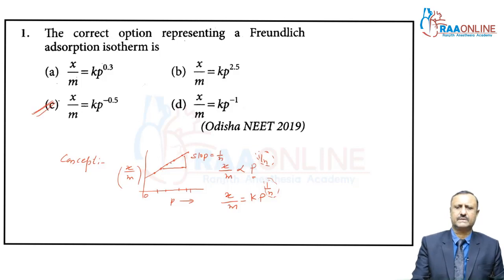The answer to question number 1 is C, and the concept is this: when you plot the graph between x upon m and pressure, x upon m is the amount of gas which is adsorbed, and this is the pressure. So x upon m is equal to K P to the power 1 upon n.